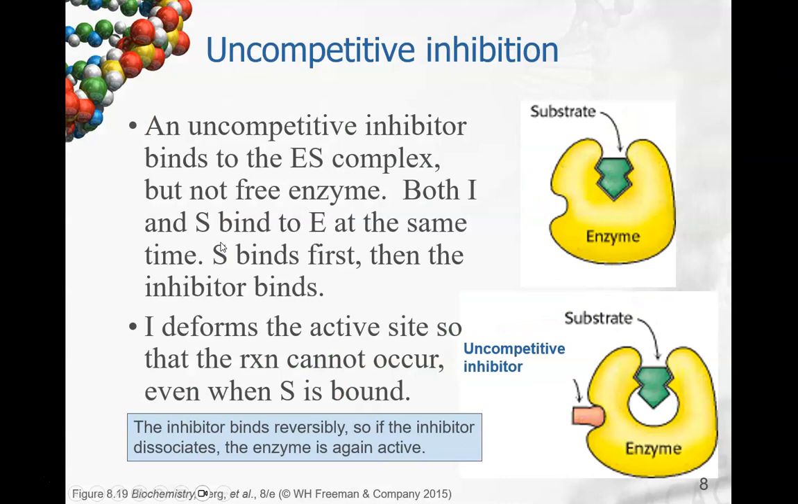Okay, what about uncompetitive inhibition? The uncompetitive inhibitor doesn't bind to the active site. It binds only to the enzyme substrate complex. So there's an order where the substrate binds first and then the uncompetitive inhibitor binds. But when it binds, it doesn't bind to the active site, it binds somewhere else, but it deforms the active site. So even though substrate's bound, the reaction cannot occur.